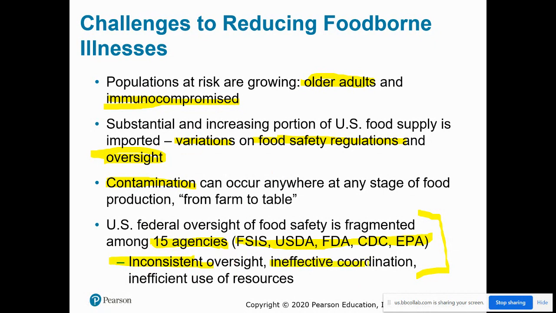Certainly there can be breakdowns and inefficiencies in coordination and communication and use of resources. So all this to say, there's a lot of places where things can go wrong. And part of that is just because we have such a massive food system. We have a lot of people that we're trying to feed. And again, we have food coming into this country from literally every corner of the world. So again, it just provides lots of opportunities for contamination.